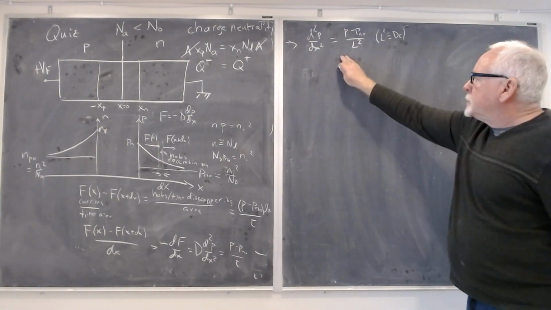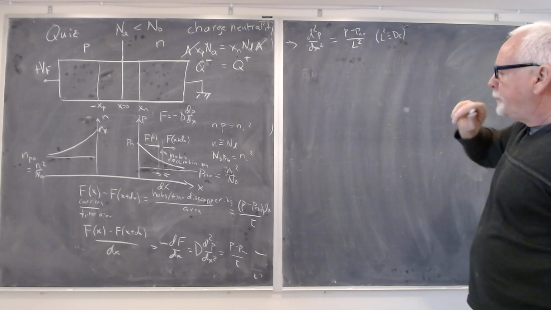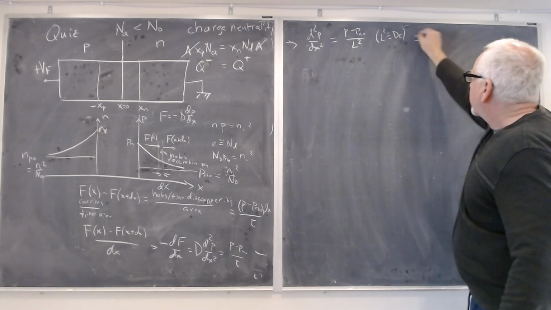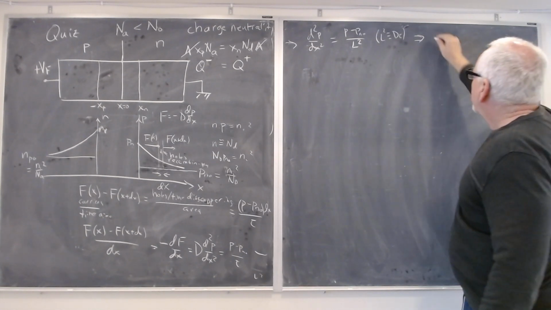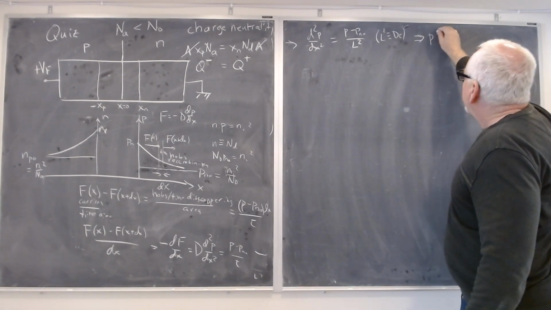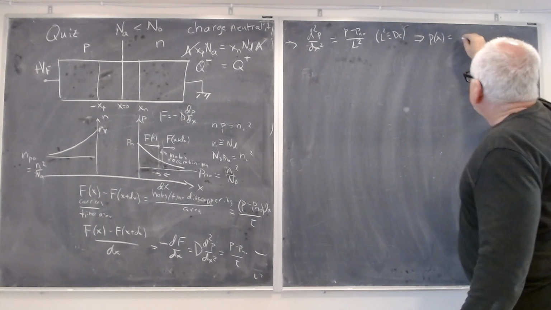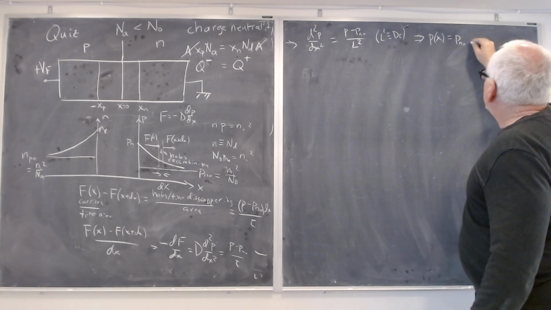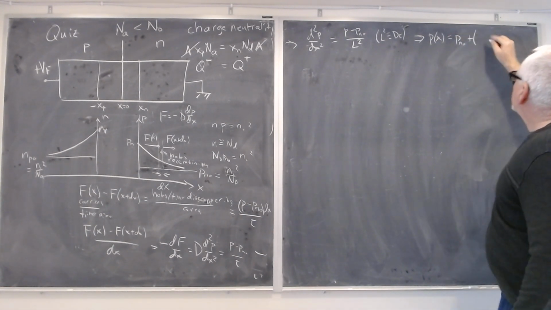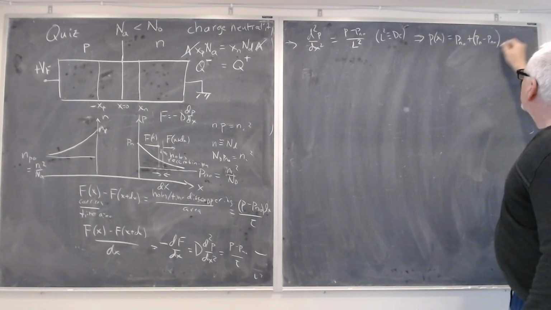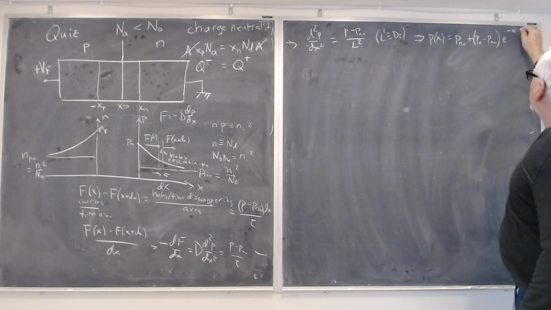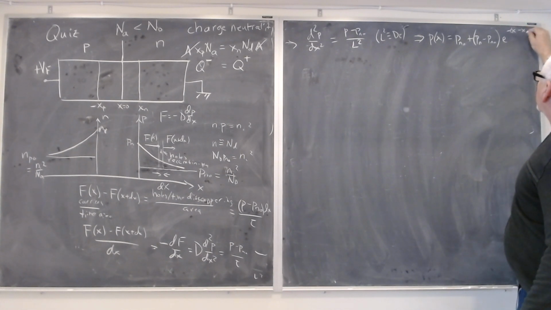So the differential equation is this, and I showed last time, and I'm not going to go over that again, that the solution of this is then P of x is Pn0 plus Pn minus Pn0 e to the negative x minus xn over L.